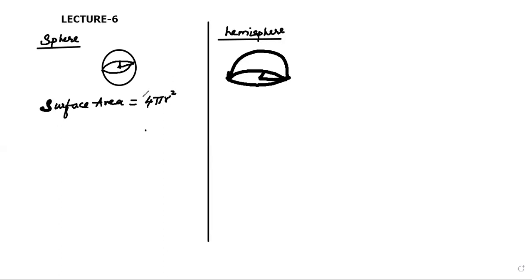Please have a look here. Area of circle is only pi r square. ये 4 times the area of circle है. मतलब 4 into pi r square. Got it? Surface area of a sphere.